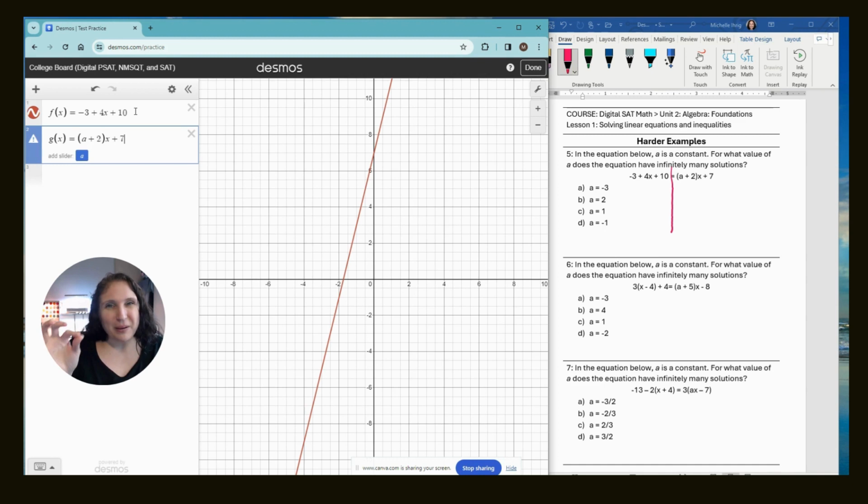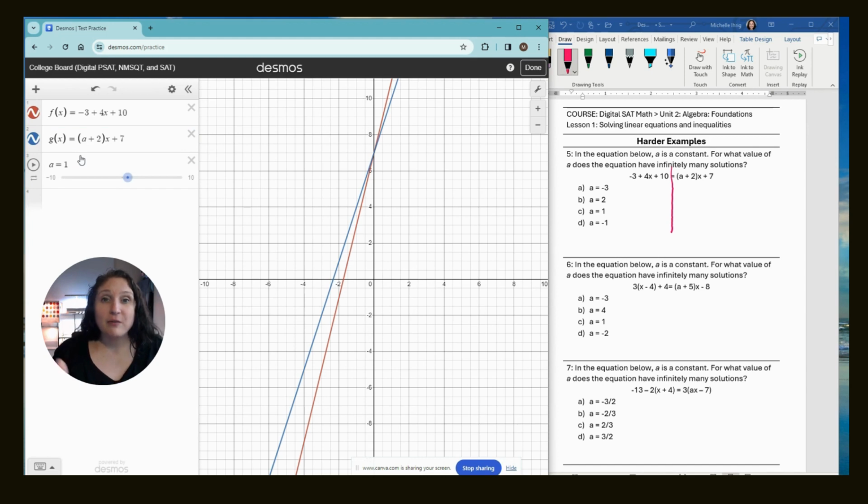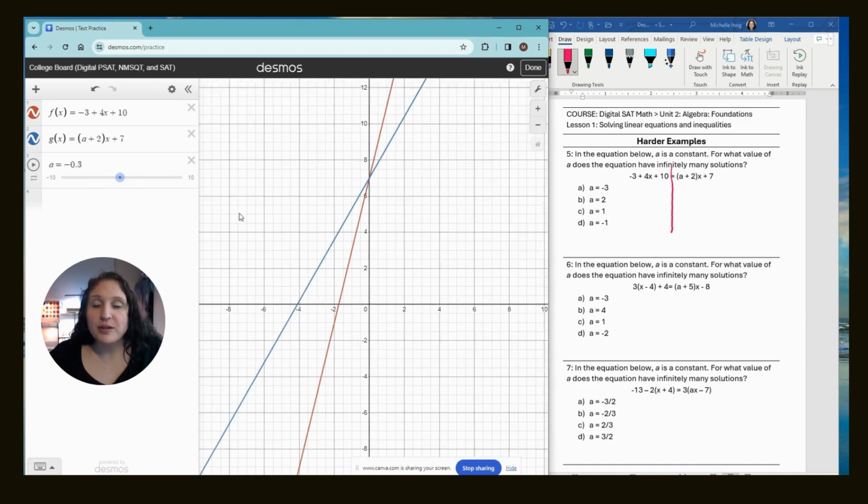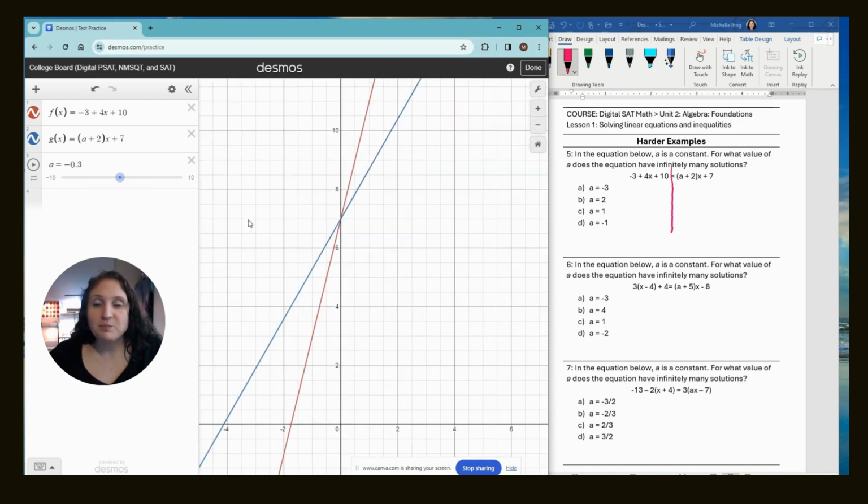Now notice how it pops up and it says add slider for A. This is going to be one of our favorite features and we want to do that. So we're going to add the slider for A. Now we have a graph. We have a red graph and a blue graph. The red graph is the original equation. If I move my blue slider, notice how my graph changes. So I'll zoom in a little bit. We want to move the slider so that it matches.